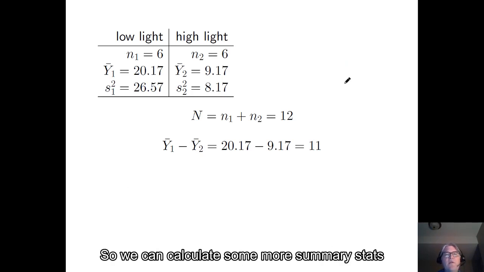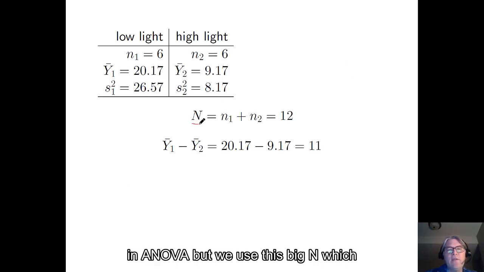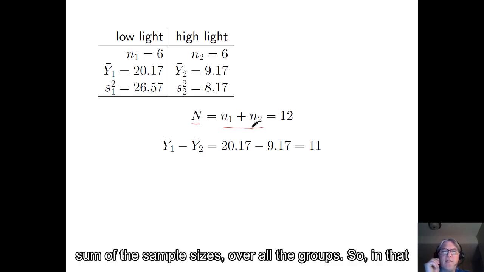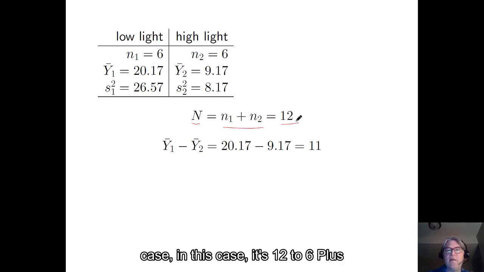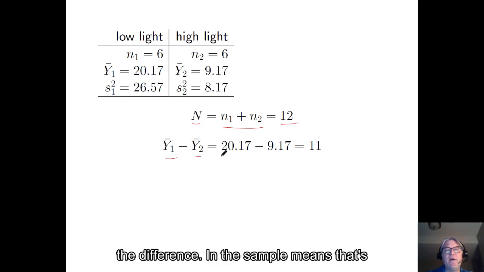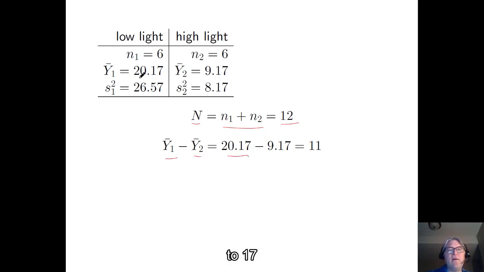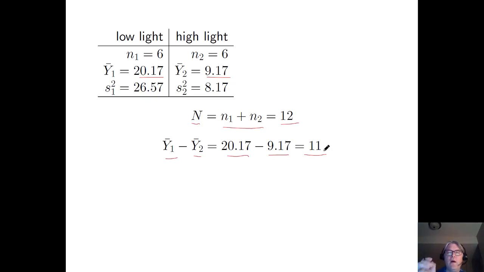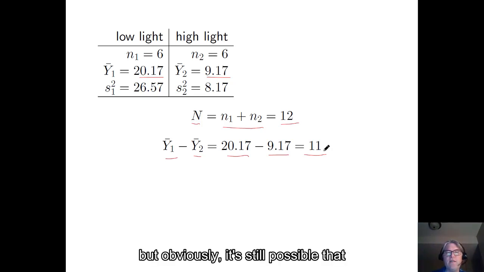Well, we can calculate some more summary stats. In ANOVA, we use this big N, which is the sum of the sample sizes over all the groups. So in this case, it's 12. Just 6 plus 6 is 12. If we were thinking about a t-test, the numerator of the t-test is the difference in the sample means. So that's the difference between the two sample means, 11 centimeters. So that's a measurement of how much the sample means differ. But obviously it's still possible that the population means have zero difference.